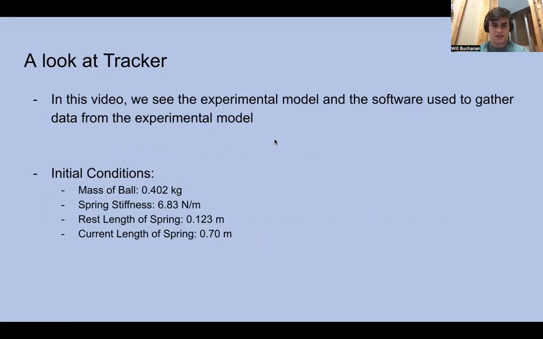And let's take a quick look at Tracker, which is some software we use to gather the data points accurately for the experimental model. And these are the initial conditions of the experiment found down here. So taking a look at Auto Tracker, we can see it pinpoints exactly where that weight is throughout the time and gives us a nice data set down here. And it does it much quicker than if you were to do it by hand.